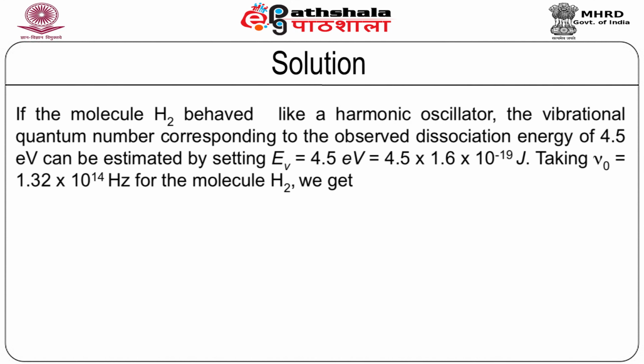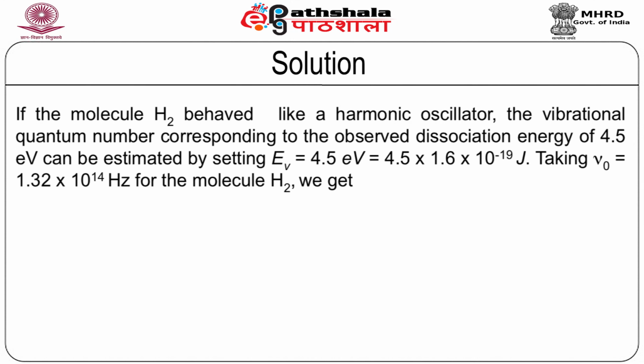Now, if the hydrogen molecule behaved exactly like a harmonic oscillator, the vibrational quantum number corresponding to the observed dissociation energy can be estimated by setting the vibrational energy equal to 4.5 eV, which is equal to so many joules. Because you are doing the calculation in MKS units, you always have to convert the unit electron volt into the unit joules. Okay, that's the MKS unit for energy. So the nu 0 is given. That is the oscillator frequency, 1.32 times 10 to the power 14 Hertz for the molecule hydrogen.